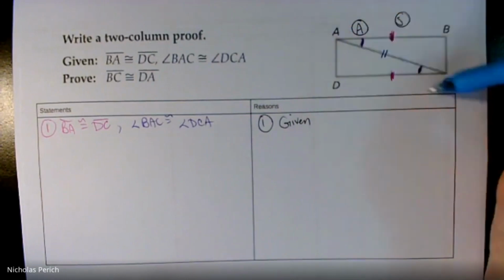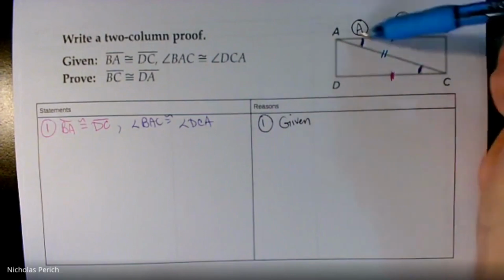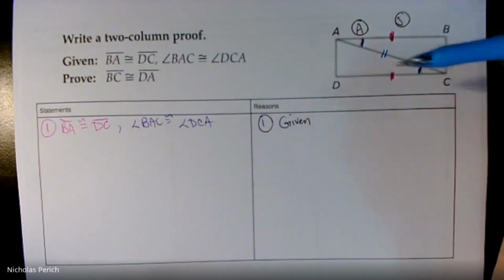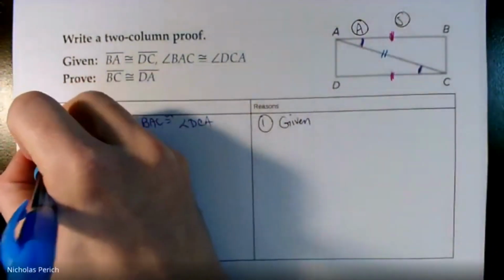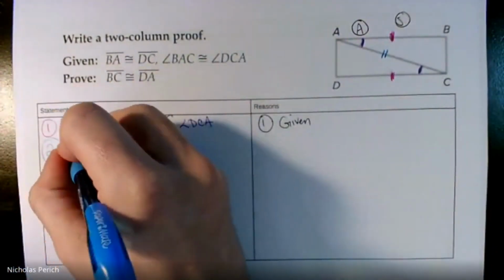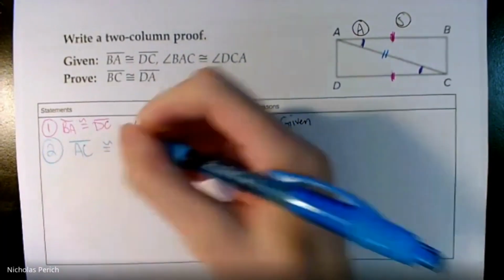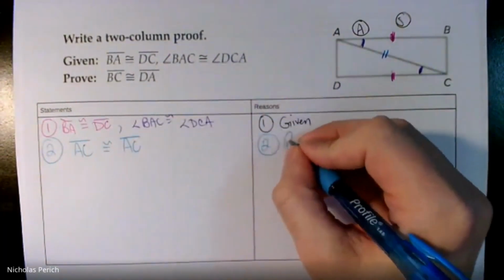Okay, so I have the San Diego special, which means I have AC is congruent to AC. And we know that to be the reflexive property.